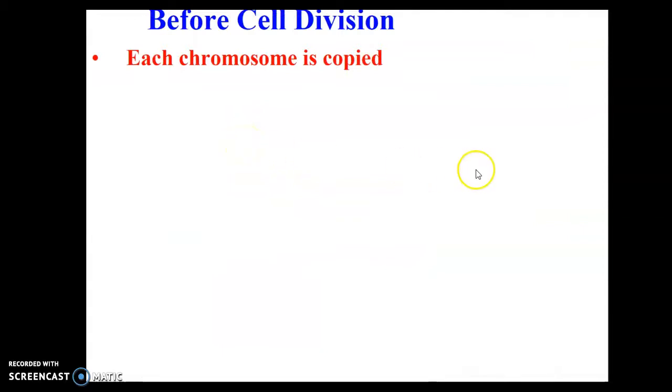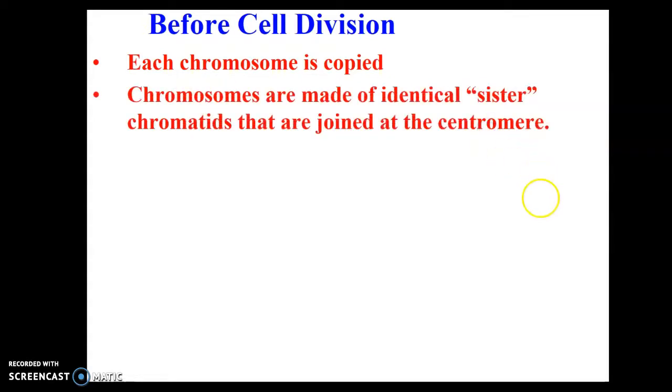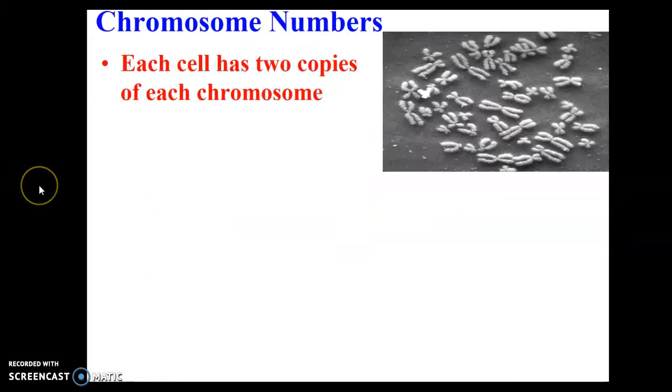Okay, before cell division, each chromosome is copied. This is what's happening during DNA synthesis, during the bulk of the cell's life. Chromosomes are made of identical sister chromatids that are joined at a centromere. So the connective tissue right here is what's called a centromere. One half of a chromosome is called a chromatid. You can see those 2 chromatids right there, and they're attached to a centromere.